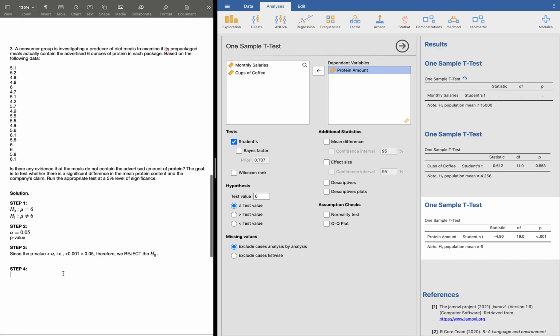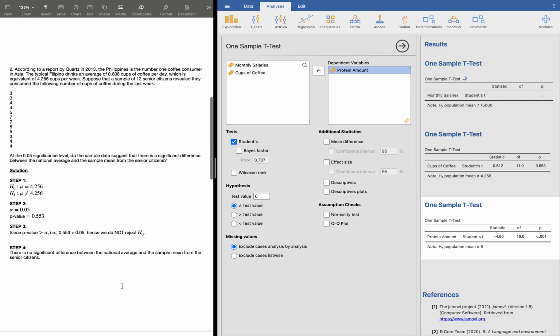For step four, therefore, hence we have enough evidence to say that the protein content in the prepackaged meals is different from the advertised amount. Okay, so that's our step number four, and this completes our solutions for numbers 1, 2, and 3.